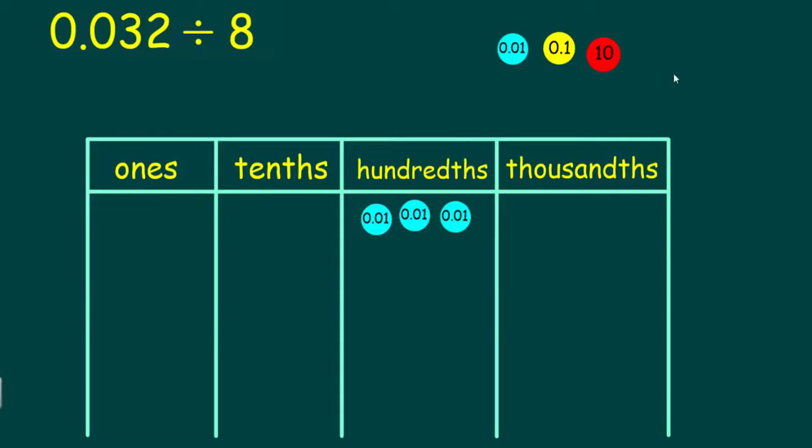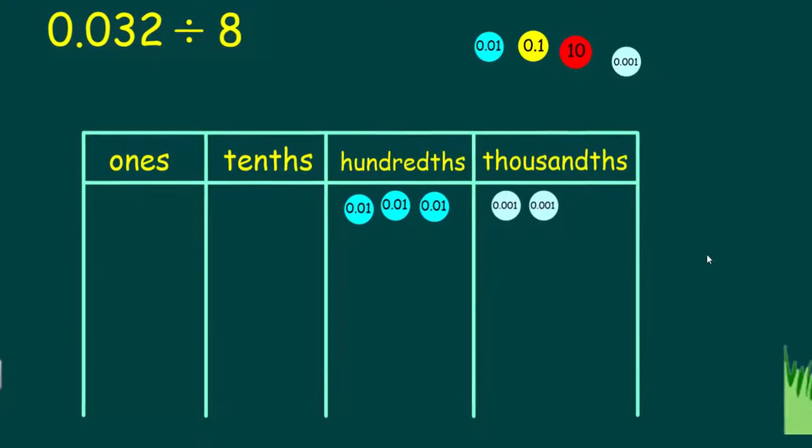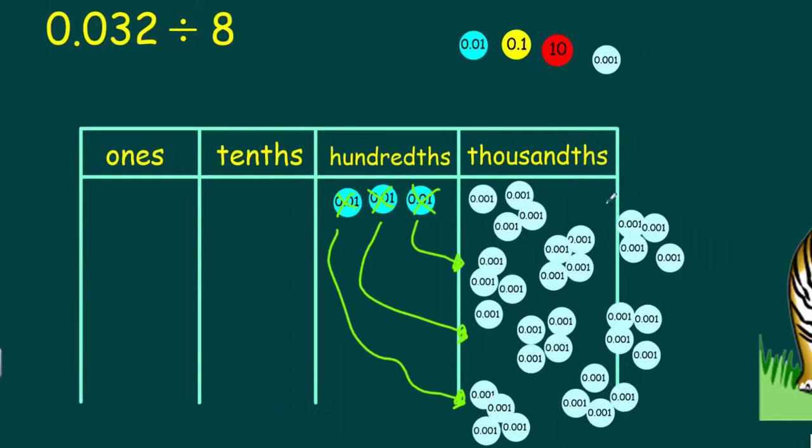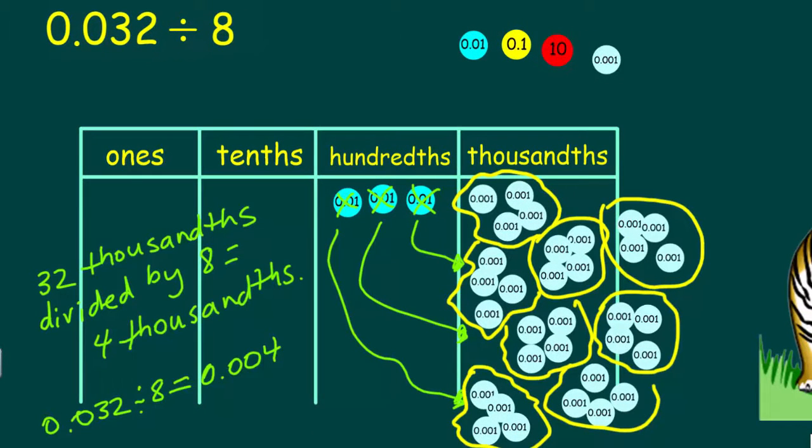Okay, I just want to stop here to show that I've represented the number. I have 3 hundredths, and I have 2 thousandths, and I need to make 8 equal groups. You can see I can't do that, so I'm going to have to regroup, and I'm going to do that now. Okay, here we go. Here's all my work. Like I said, I represented the problem.